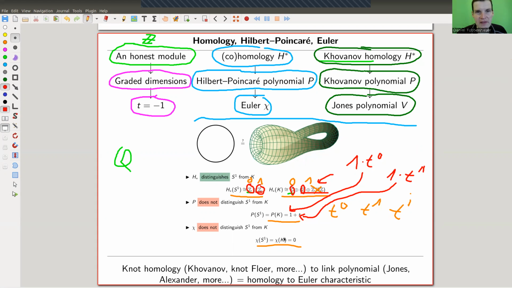And these are knot homologies, whatever that means, so Khovanov homology in this lecture, but there's also knot Floer homology, and there are many, many more homologies, and they categorify link polynomials like Jones, Alexander, or many, many more link polynomials, and they kind of correspond to this Euler homology to Euler characteristic picture. And kind of fun story.